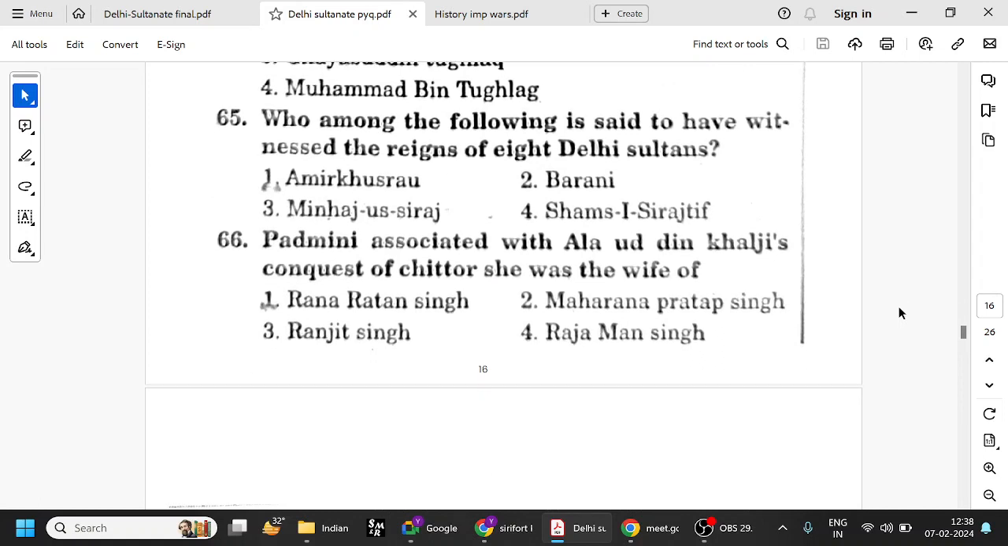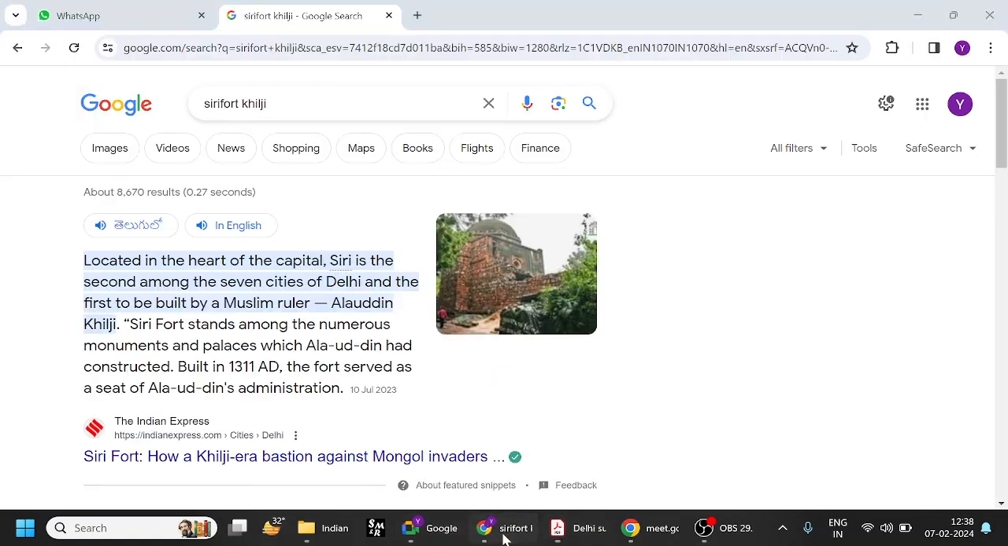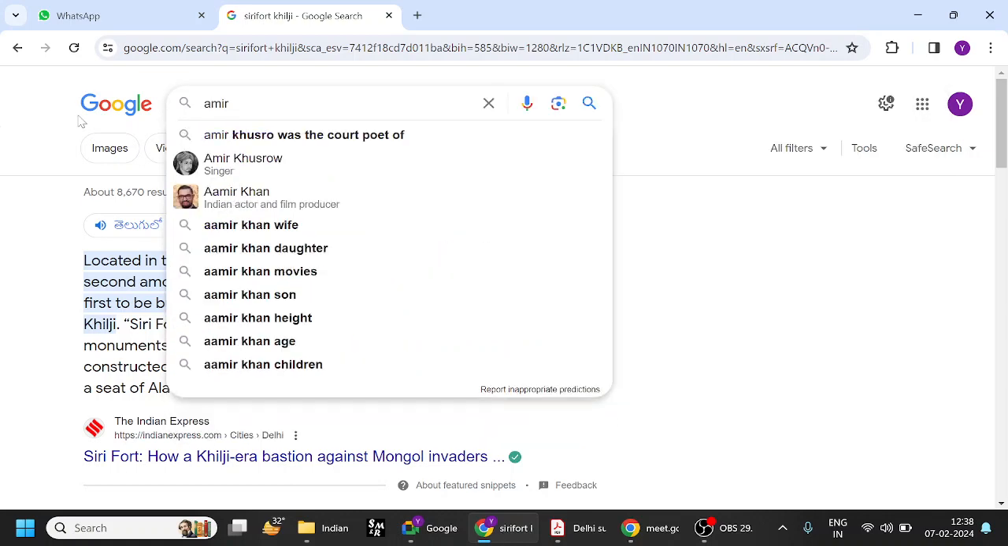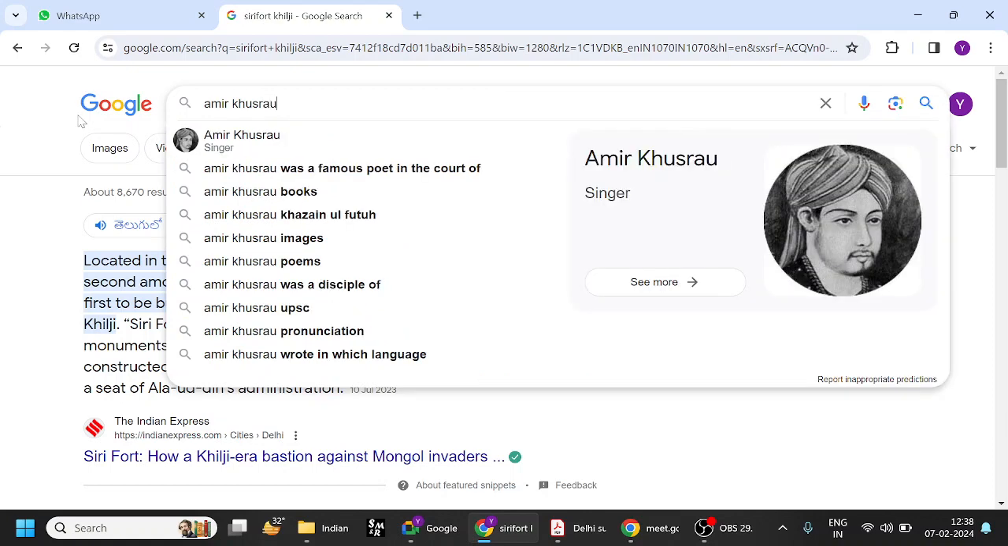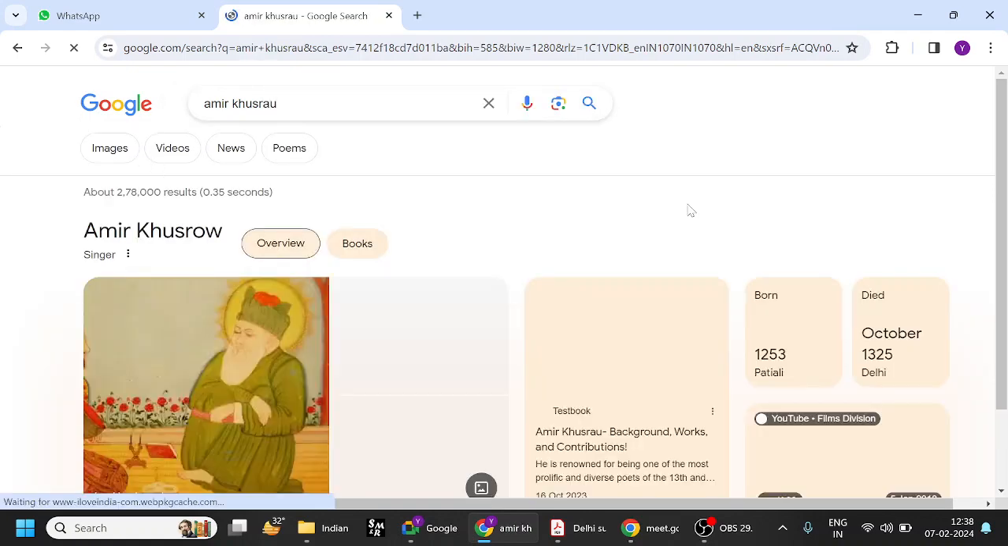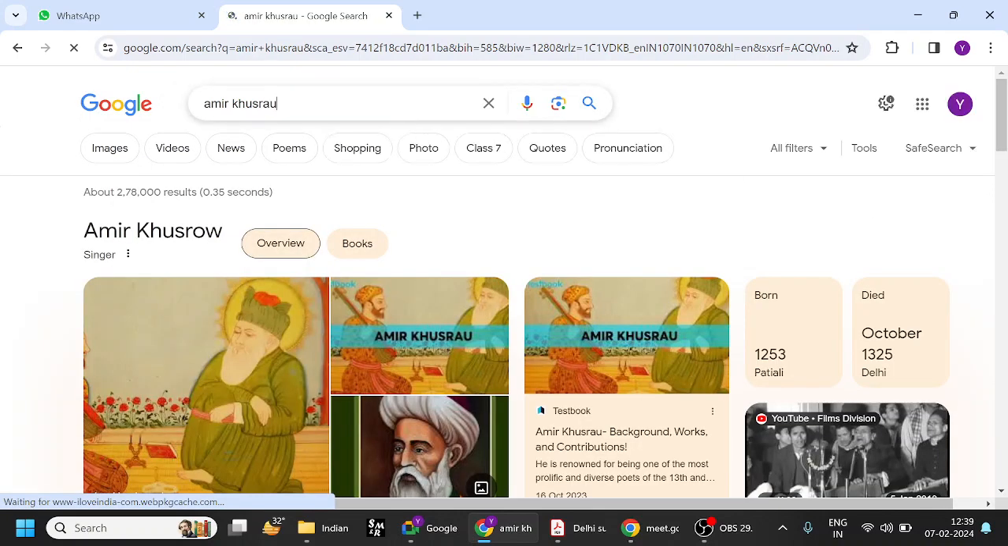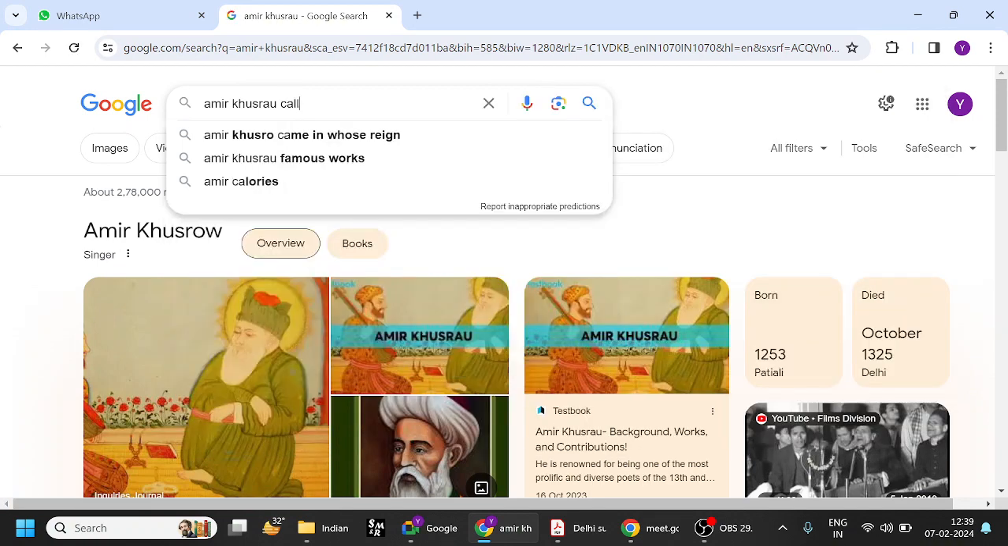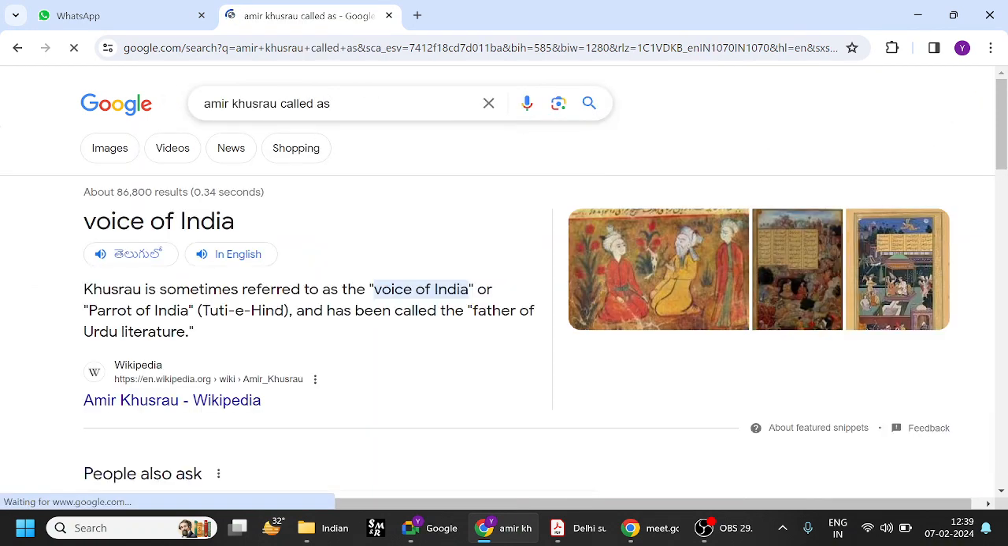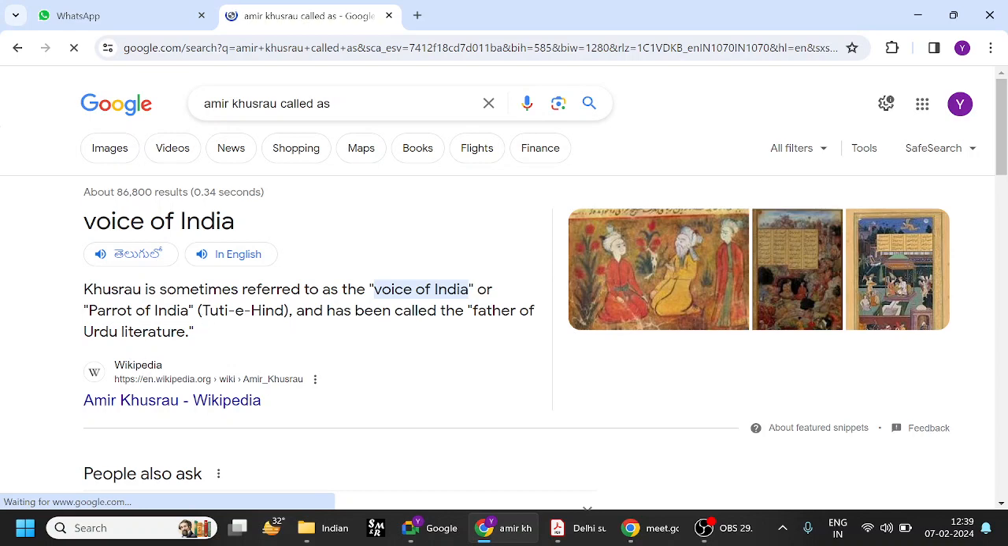So, who among the following is said to have witnessed the reigns of eight Delhi Sultans? Very standard question. Amir Khusrau. And Amir Khusrau is also called Tuti Hind, right? He is very prominent. He has seen eight Sultans, so he lived for a long period. Very prominent poet. He is called Tuti Hind.